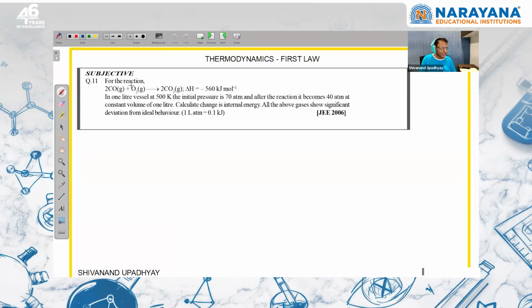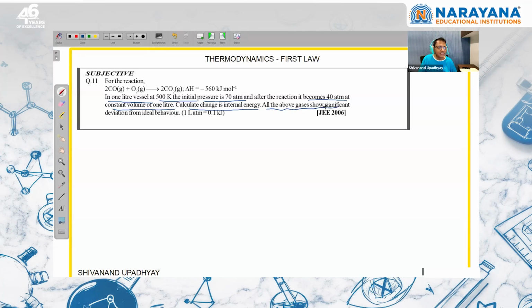Then the second question, for the reaction, this is the reaction, delta H of the reaction is given. In 1 liter vessel at 500 Kelvin, the initial pressure is 70 atm, and after the reaction, it becomes 40 atm at constant volume of 1 liter. Calculate the change in internal energy.